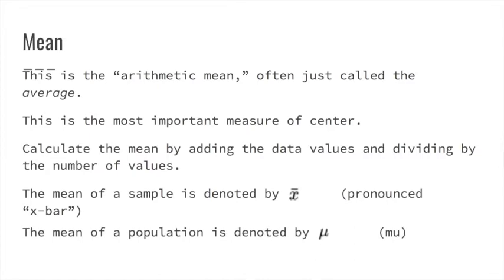And if we're talking about the mean of an entire population, then we switch symbols and we use this. This is a Greek letter mu. So it looks a little like a cross between a U and an M, and that's kind of what it is. It's a mu.